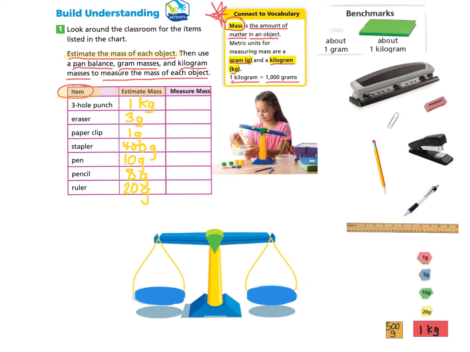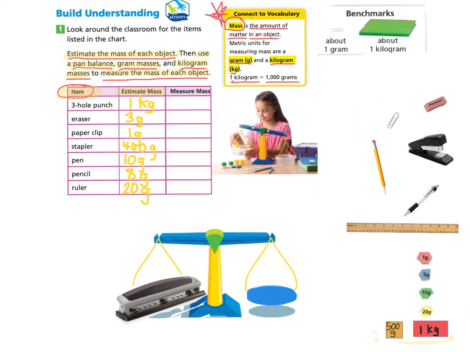And so now I'm going to do what it asks. I'm going to use the pan balance and the gram masses and kilogram masses, which I have right here. I'm going to use those to measure the mass of each object. So you can follow along with me as I take each item. I'll start with the 3-hole punch. I'll put that on one side here. Move the 3-hole punch to one of the sides for the pan.